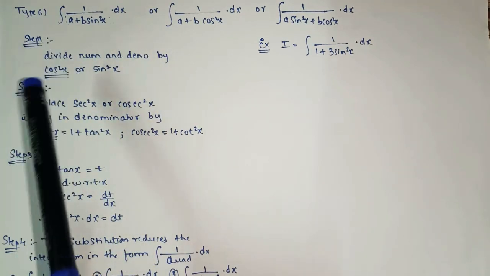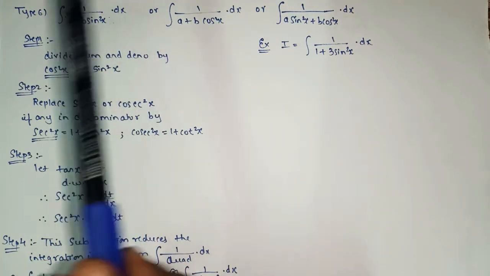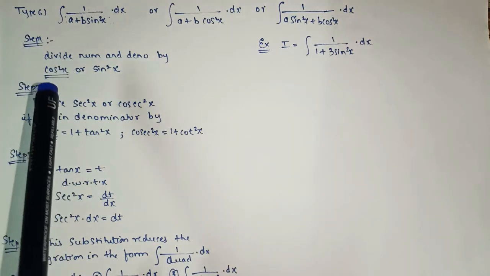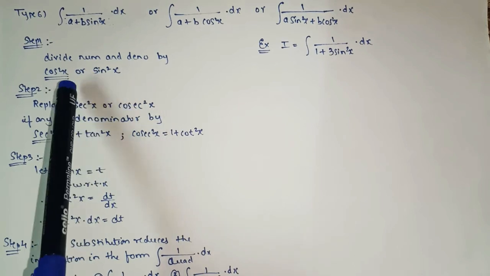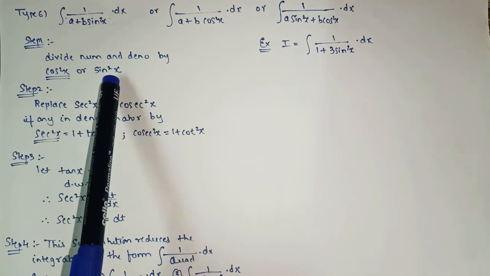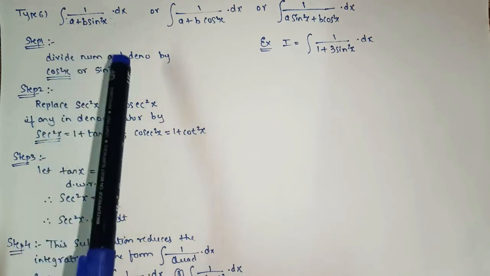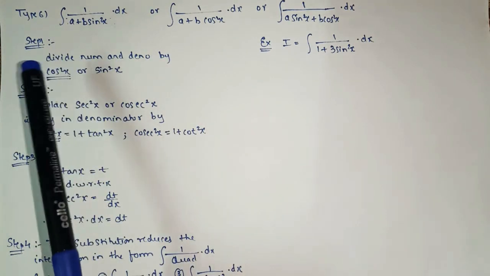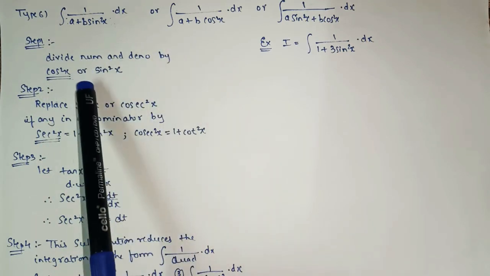It will actually make the sum easier when you divide the numerator and denominator by cos square. It is not compulsory to divide with cos square only. You can divide with sin square also. We'll see the difference, what will happen when you divide with cos square and what will happen if you divide with sin square. So in step number 1, it is clearly mentioned that you have to divide the numerator and denominator by cos square or sin square.